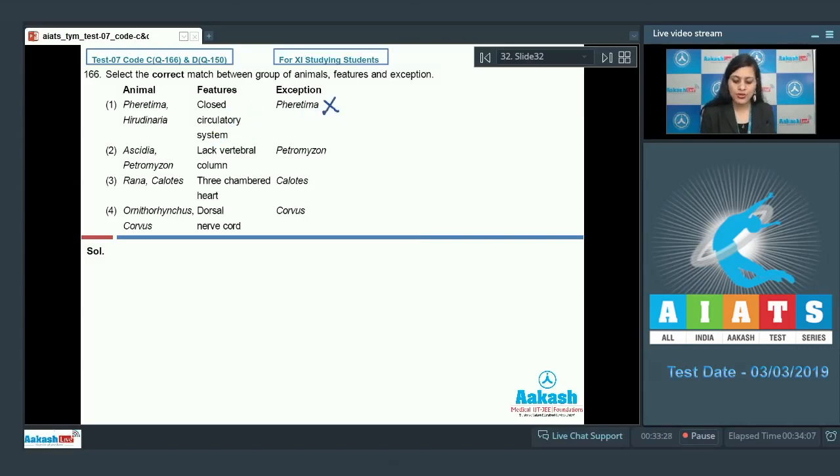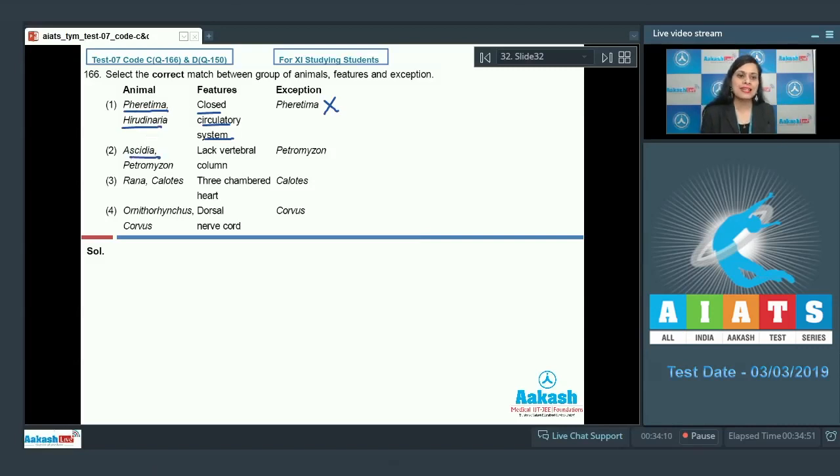And this is an incorrect option because Pheretima, which is commonly known as earthworm, has closed circulatory system and it is not an exception to closed circulatory system. On the other hand, Hirudinaria is an exception with open type of circulatory system.